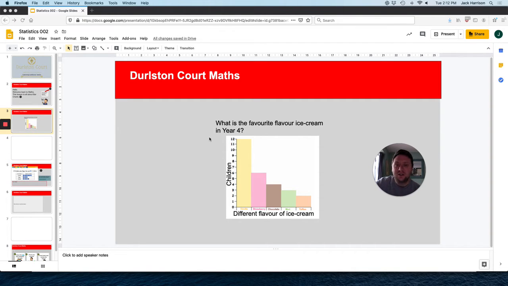And secondly, just to talk to you a bit about bar charts and how they're slightly different to the pictograms that we looked at last lesson.